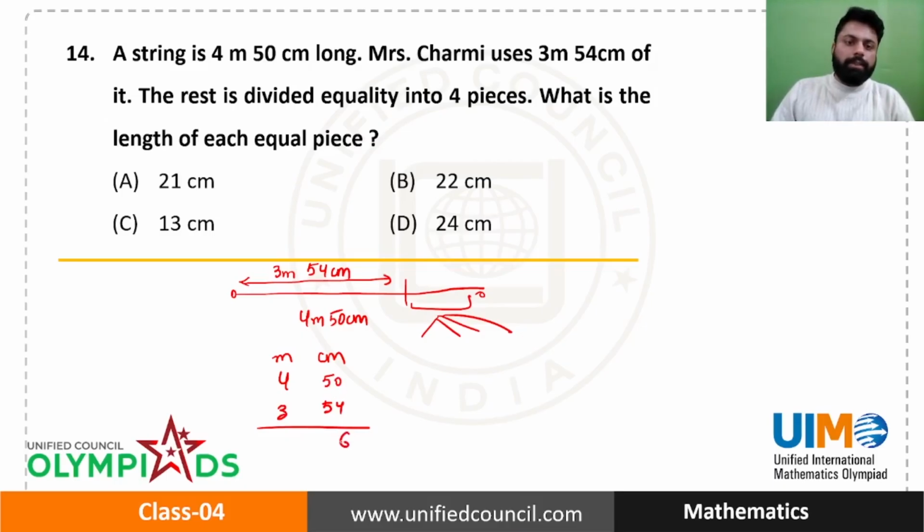10 minus 4 is 6. We can, and this will become 4. We cannot subtract 5 from 4, so this will be 3, this will be 14. 14 minus 5 is 9, and this is 0. So this is 96 centimeter.